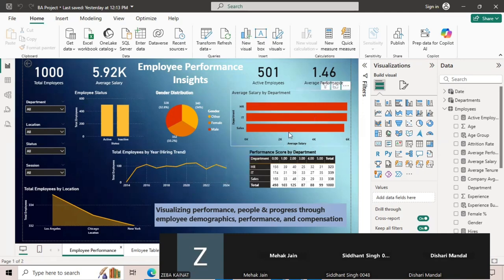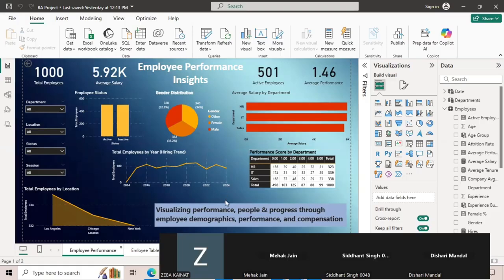Average salary, we can see, has a very narrow gap, not much difference between the departments of the organization. And the majority of employees in the organization, from this performance scores by department chart, we can see the majority are the young workforce, and very few are from the senior workforce.